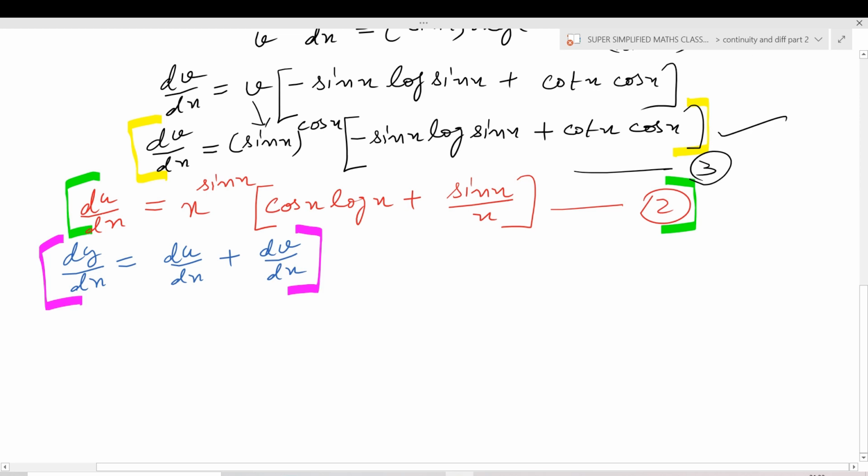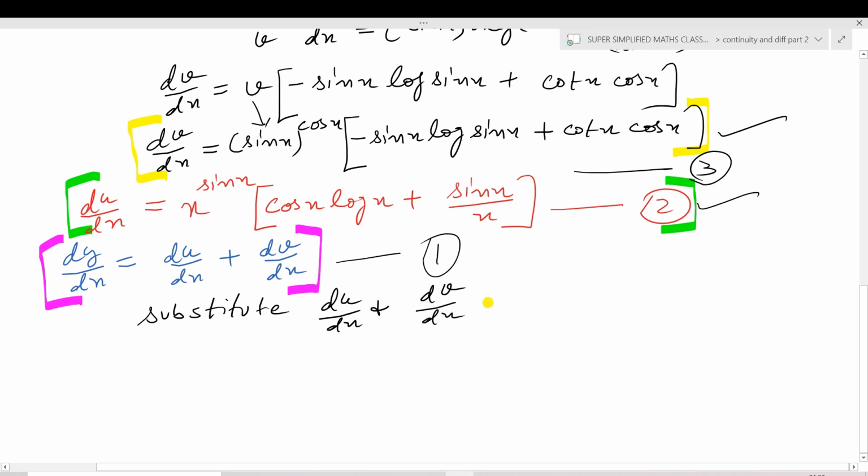We had already found the value of du by dx and we call it equation number 2. I have rewritten it here and we put it in a green bracket. And dy by dx, this was equation number 1. So what we have to do, we have to substitute du by dx and dv by dx in equation 1, from equation 2 and equation 3. So what do we get?